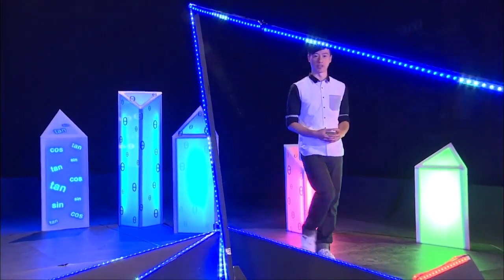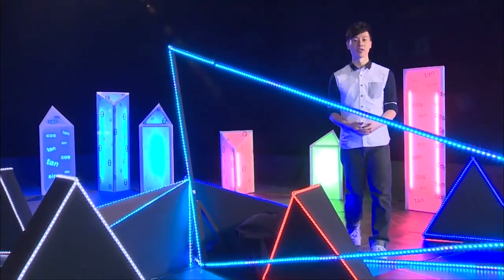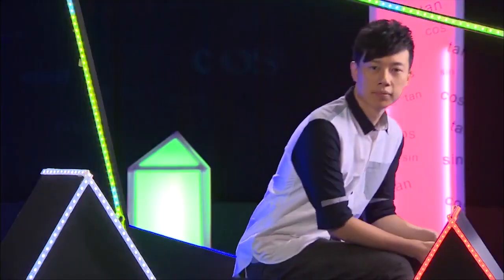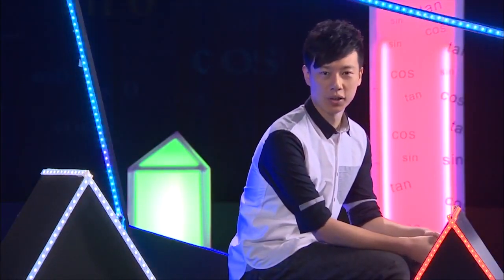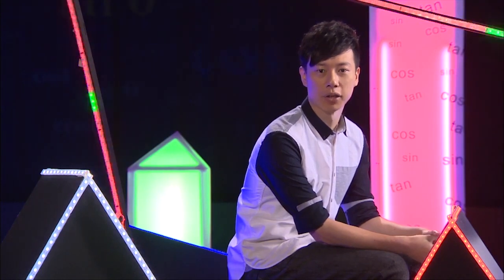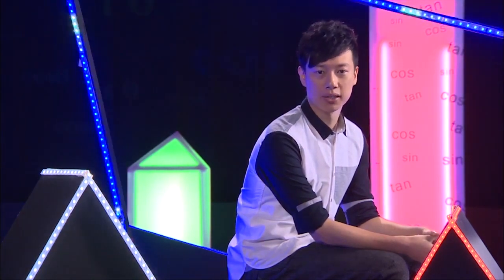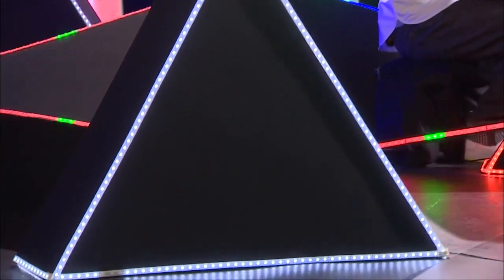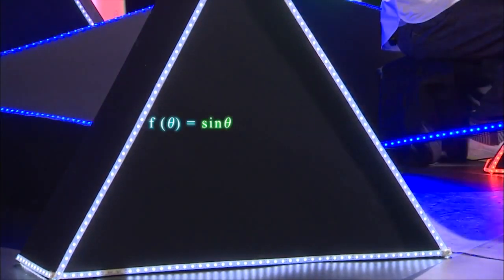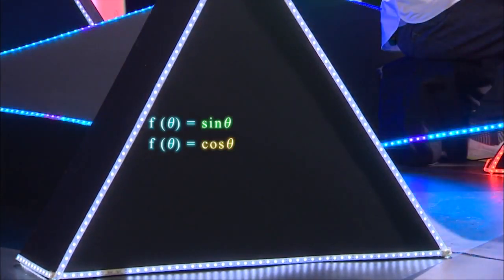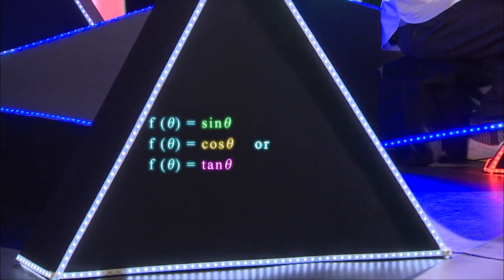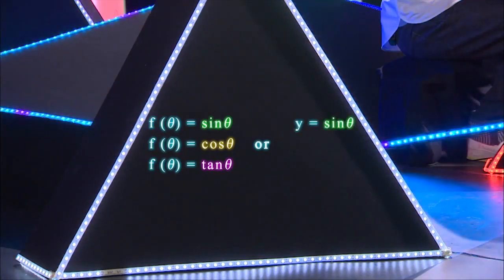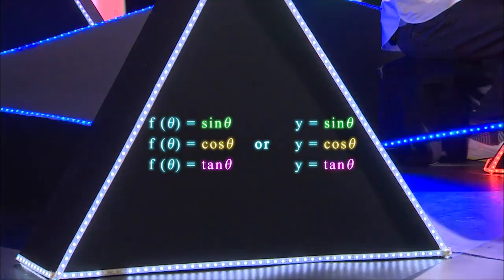We often hear about trigonometric functions, so what are they, and what do the graphs of these trigonometric functions look like? For any angle theta, there is only one corresponding value for each trigonometric ratio. Hence, each trigonometric ratio is a function of theta. In function notation, we can write them like this. The function of theta is equal to sine theta. The function of theta is equal to cosine theta. The function of theta is equal to tangent theta. Or, y is equal to sine theta, y is equal to cosine theta, y is equal to tangent theta.